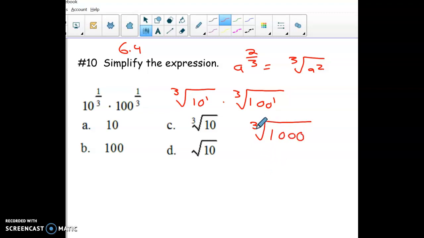All right, and then the third root of 1,000, you can just do this on your calculator, but I think that comes out to be exactly 10. All right, so our answer here, as strange as it seems, this whole statement simplifies to 10.